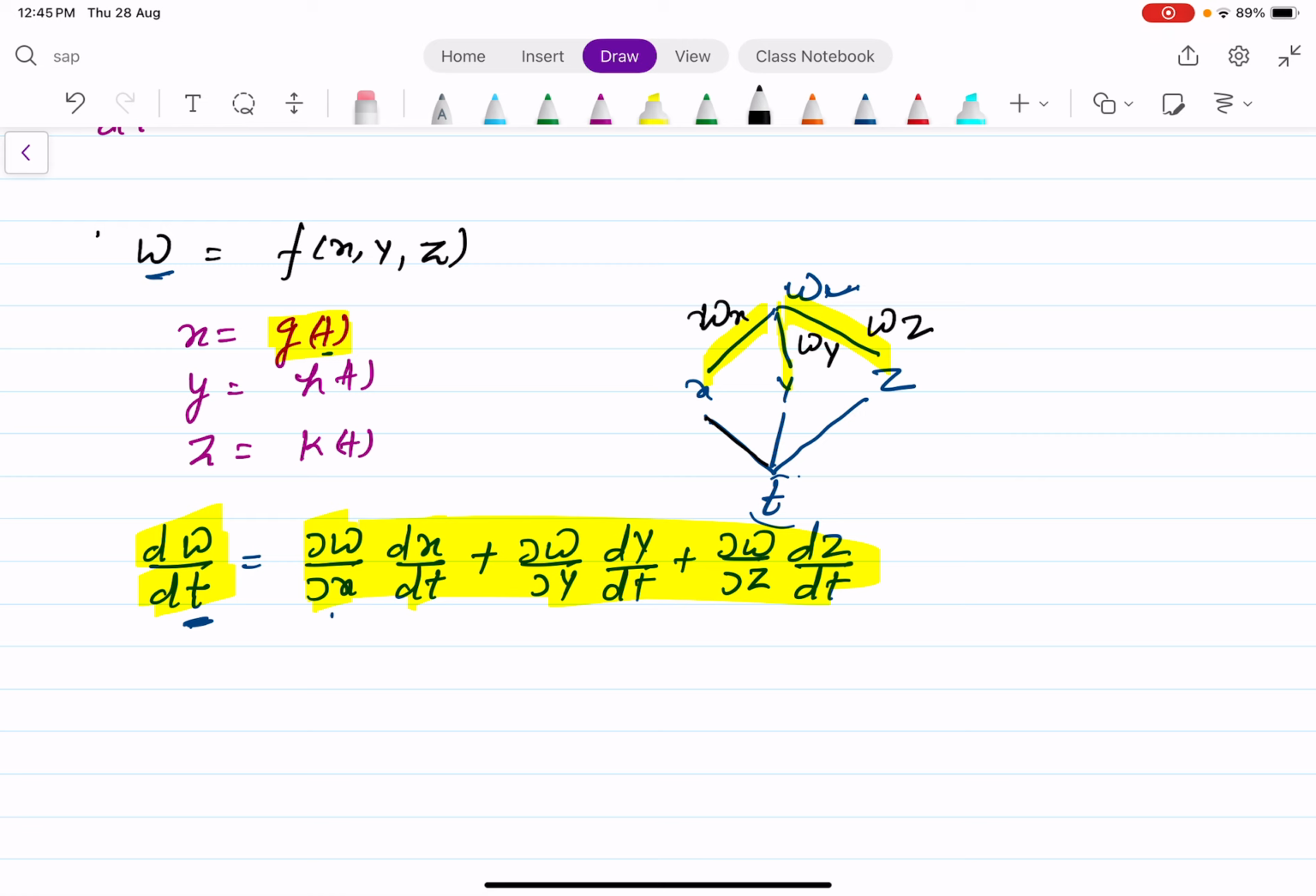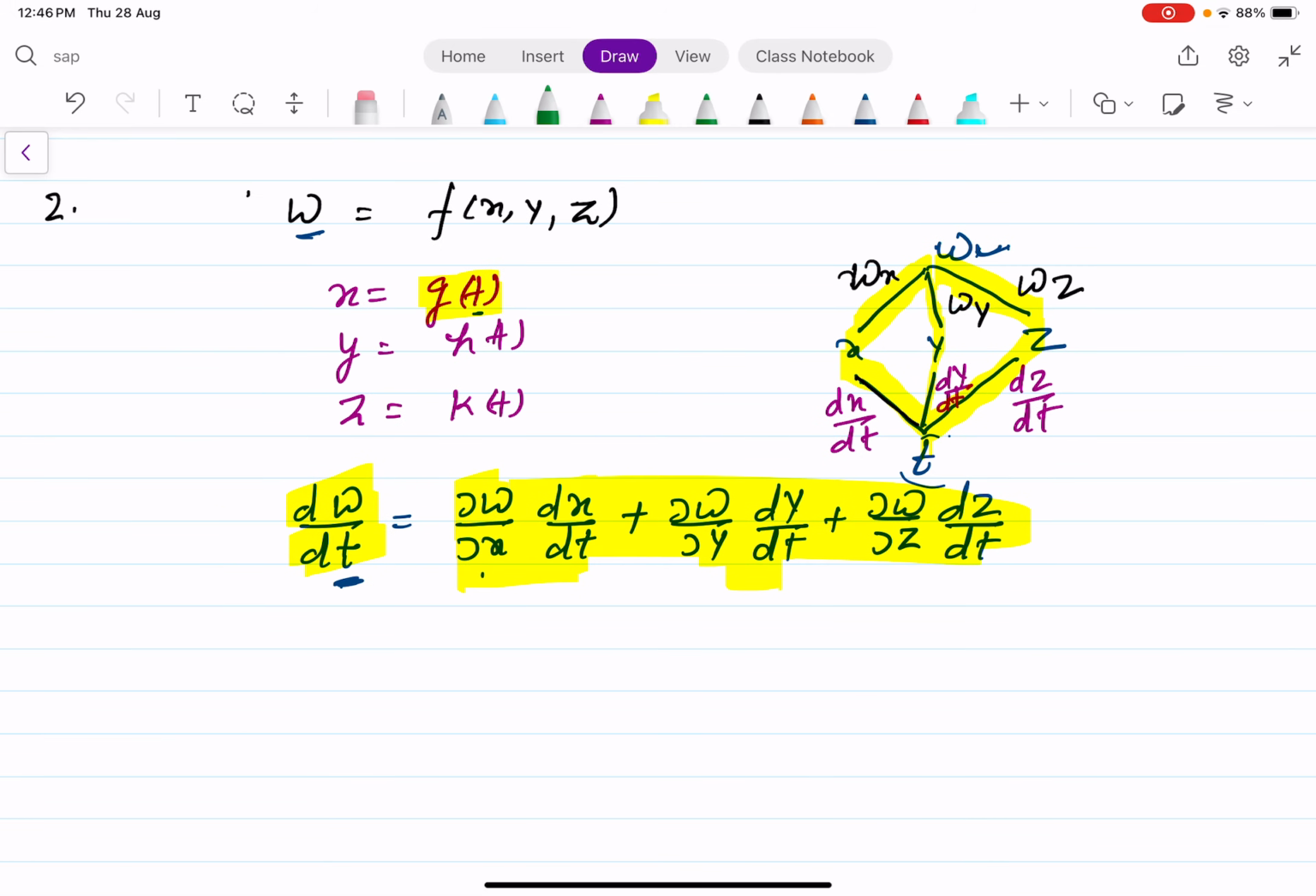So w_x, w_y, w_z, and then x, y, z are functions of a single variable. That's why we are getting dx by dt, dy by dt and dz by dt. So we can take del w over del x and dx by dt, this is the first value, plus del w over del y and dy by dt, this is the second value, and then del w over del z and dz by dt. So in order to apply the chain rule to a function of more than one variable, this is the procedure.